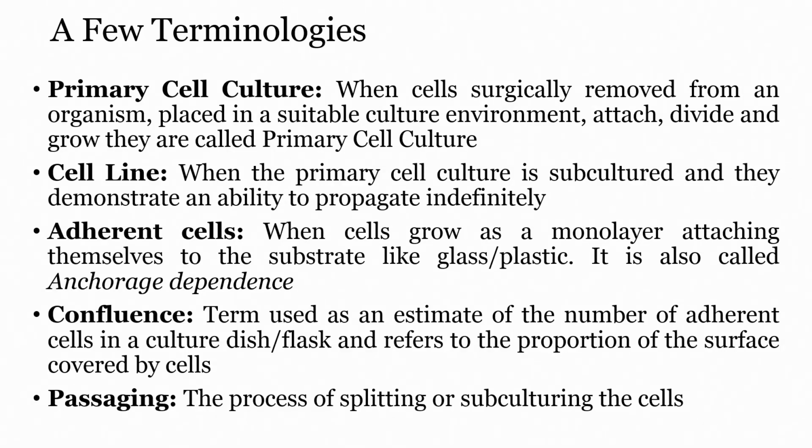The next term is confluence. What is confluence? It is a term used as an estimate of the number of adherent cells in a culture dish or flask, and refers to the proportion of the surface covered by cells. Passaging, the process of splitting or subculturing the cells, is called passaging, right.